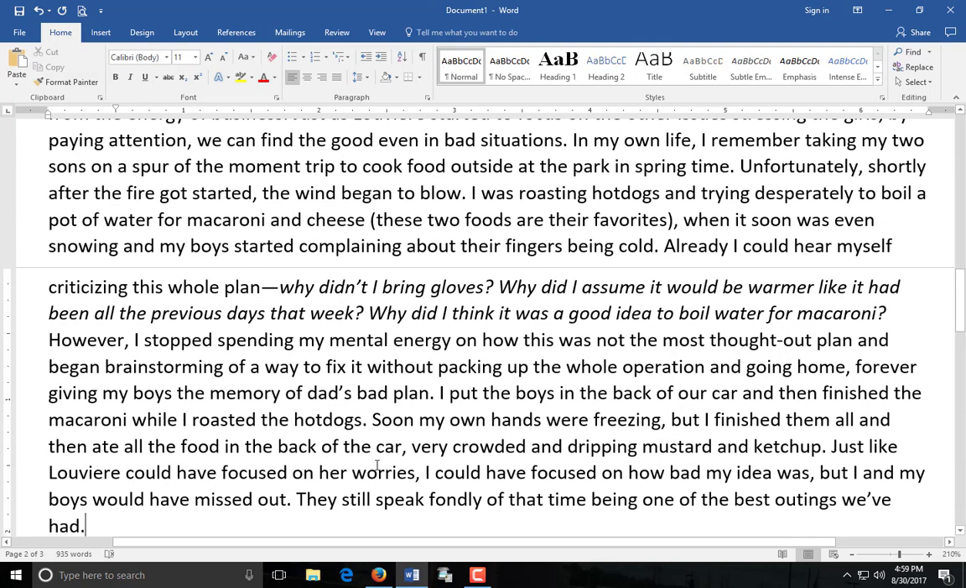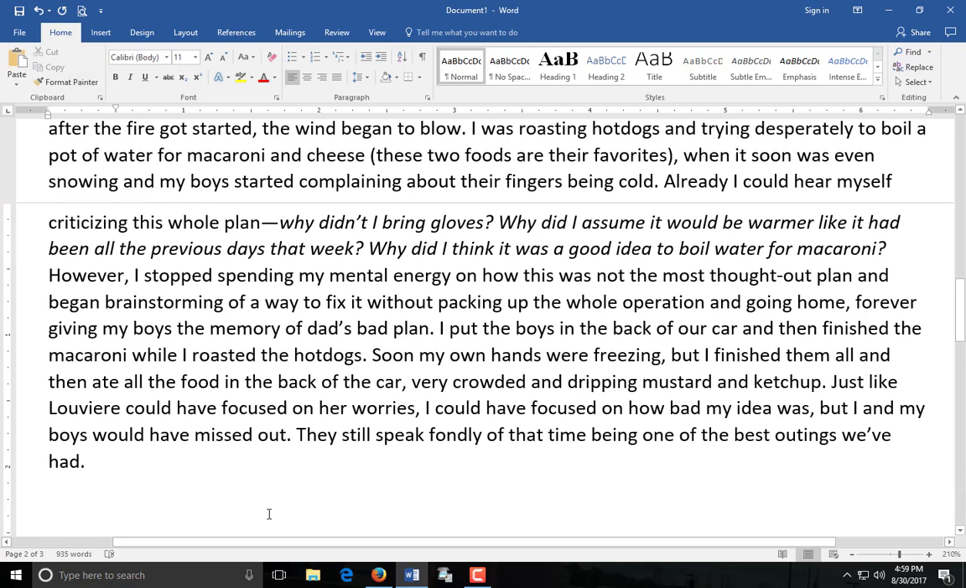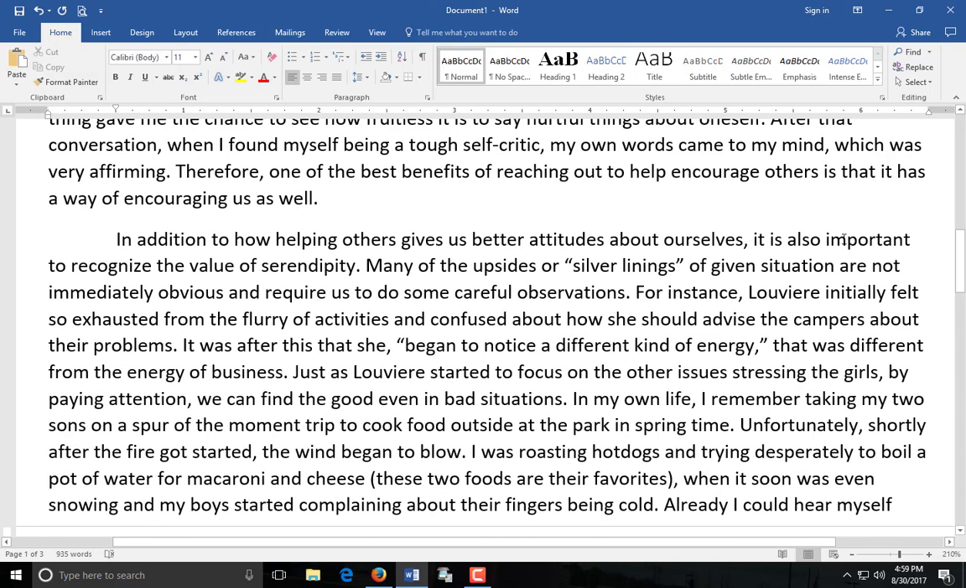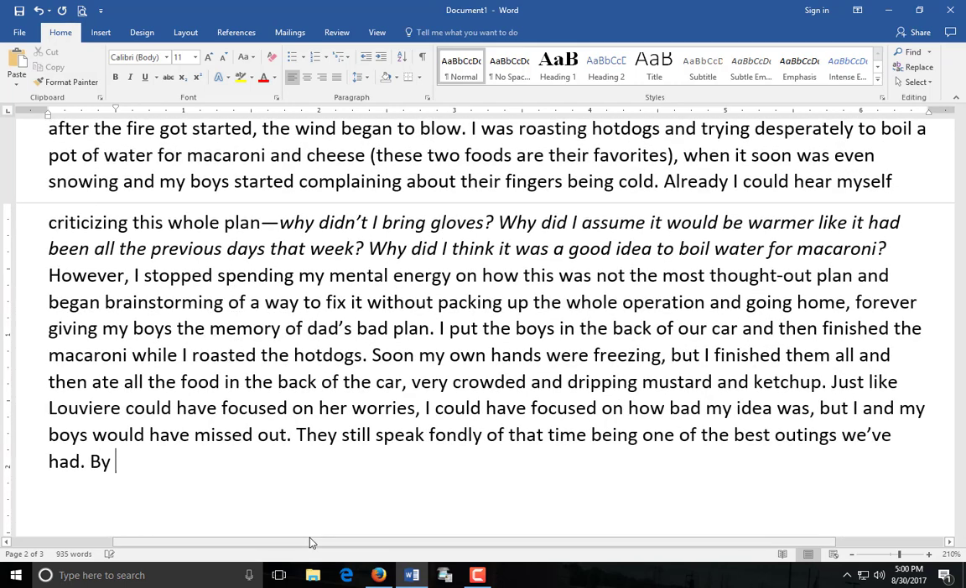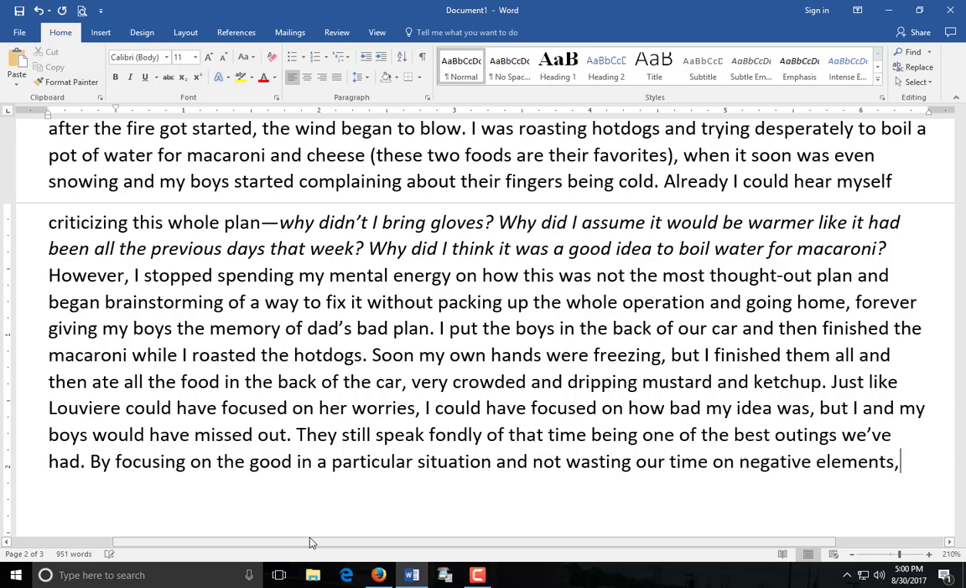Okay, so then you gotta find a way to wrap it up, and so talk more about the topic sentence. So the topic sentence of this one is about by focusing on the good in the particular situation, we are not wasting our time on negative elements. We can find a better way to enjoy our lives.